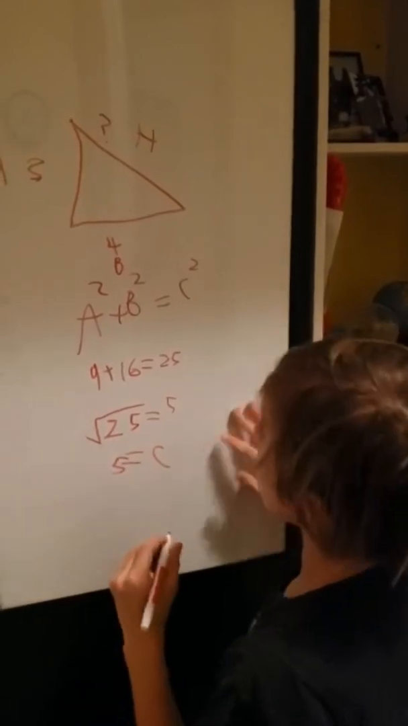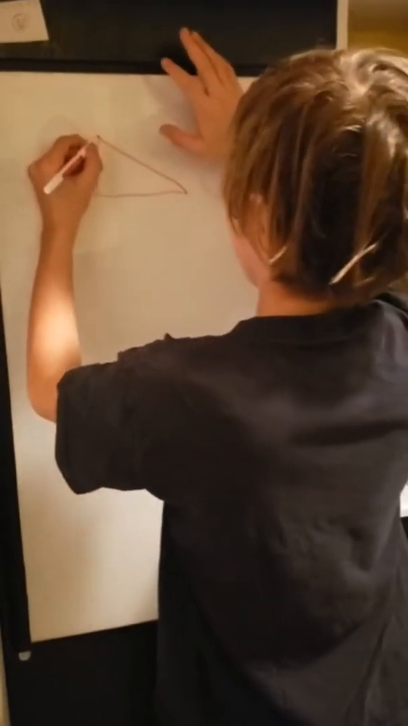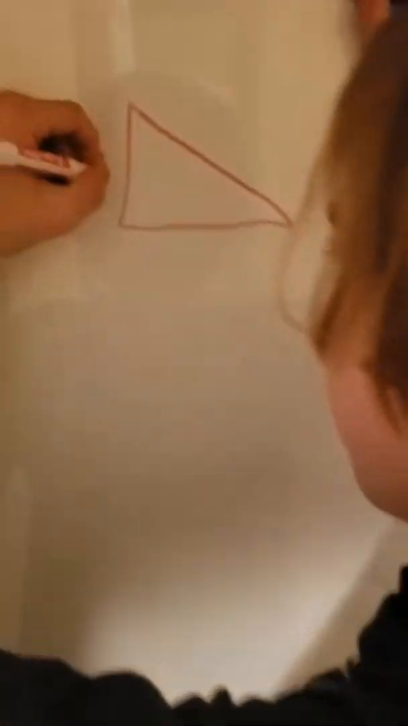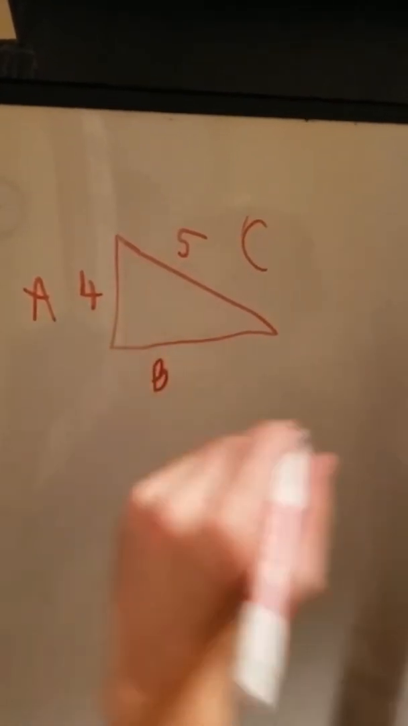5 equals C. Now, here's one more concept. Say you got stuck on, say, this side, and you knew that this was 4 centimeters and this was 5 centimeters. So this is C. Sorry, used to doing cursive. And this is A or B or whatever you want to call it. And this is B or A or whatever you want to call it.